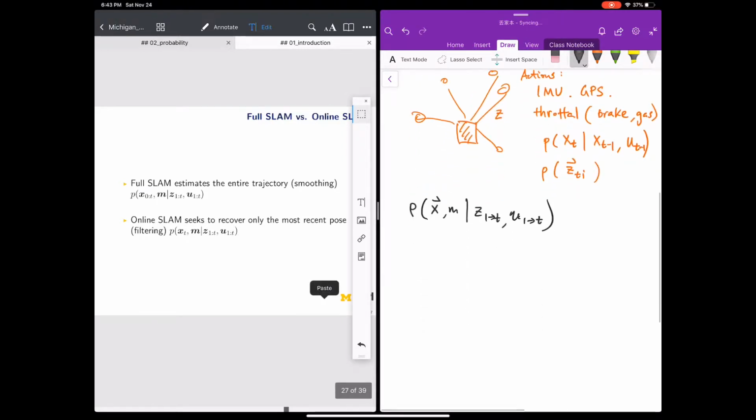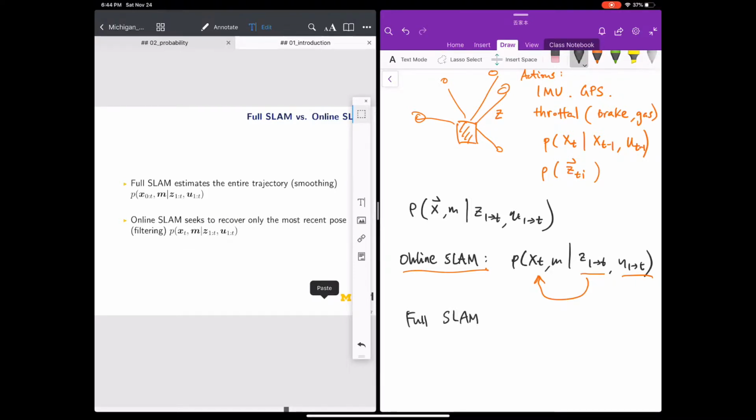So full SLAM and online SLAM are basically trying to do the thing for the whole trajectory or just one snapshot in time. So online SLAM means xt and m given z 1 to t and u 1 to t. So I'm using all my history information, but I'm only getting the last frame. That is called online. And full SLAM means I'm doing that for my whole trajectory, x 1 to t, and everything else is the same. Okay.